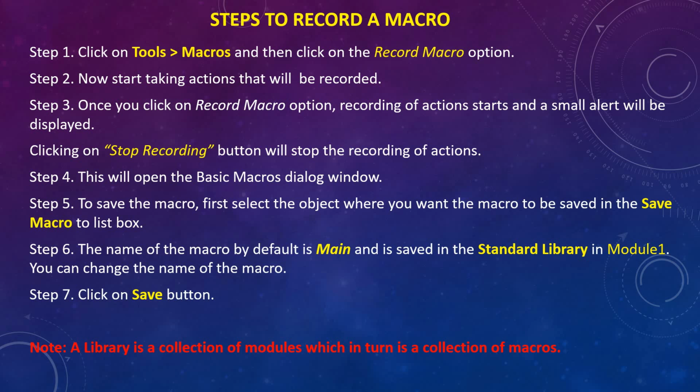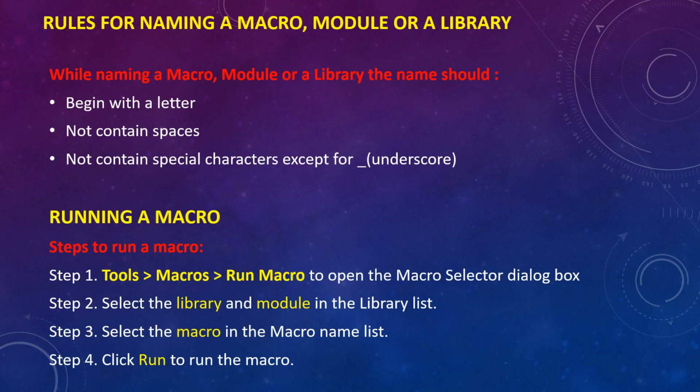So first we need to record a macro, then we need to run a macro. But when we are going to give a name to the macro, or any module or any library, we have to follow certain rules. First, we have to begin it with a letter. The macro name must begin with a letter. It must not contain any spaces. It must not contain any special character except underscore.